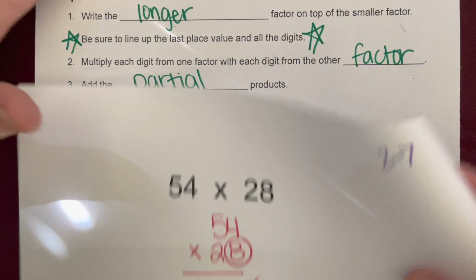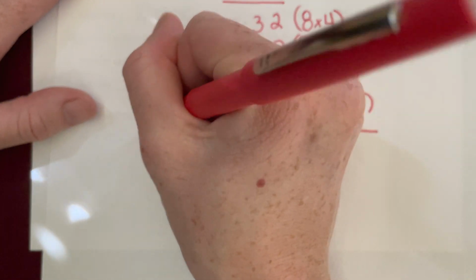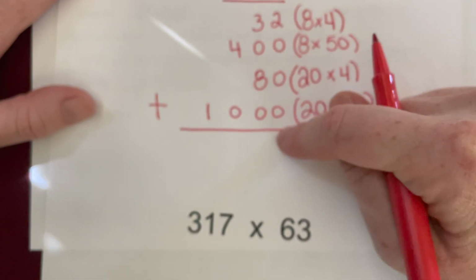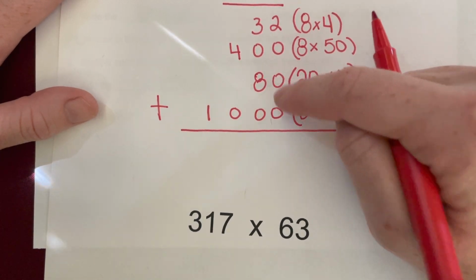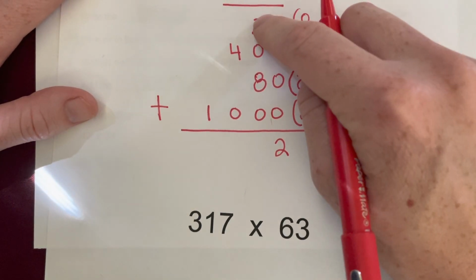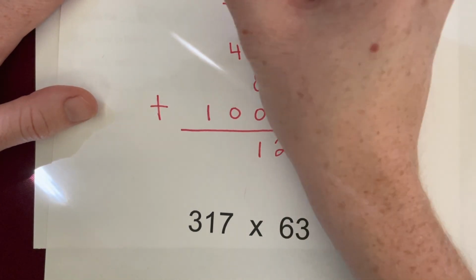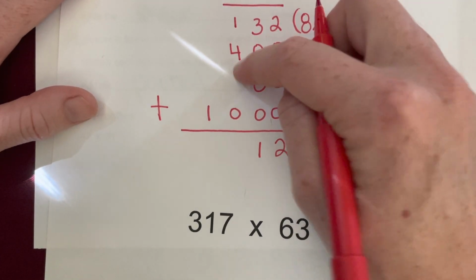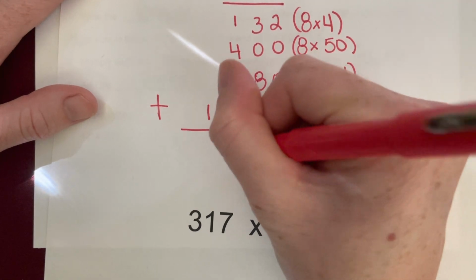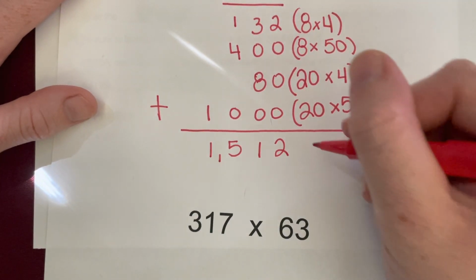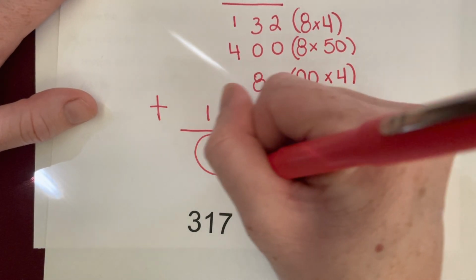Now we need to add our partial products. So now I'm going to add. These are our partial products. So 2 plus 0 plus 0 plus 0 is 2. 3 plus 0 plus 8 is 11 plus 0 is 11. 1 plus 4 plus 0 is 5. And we have our 1, so we have 1,512.